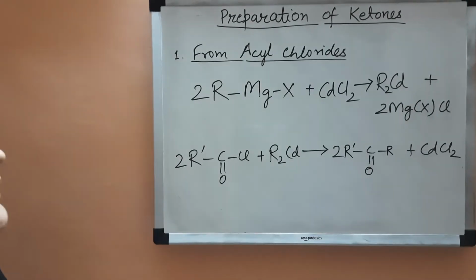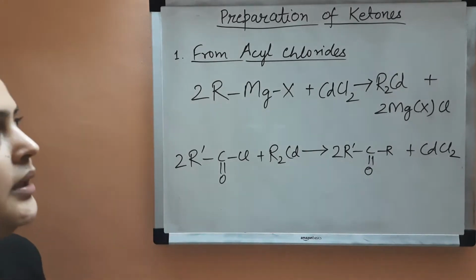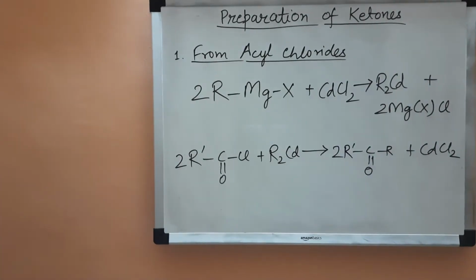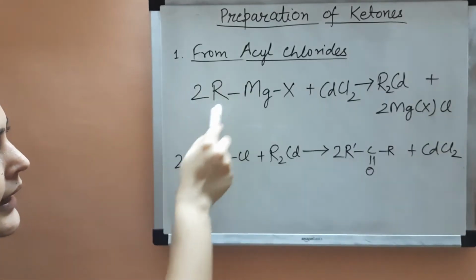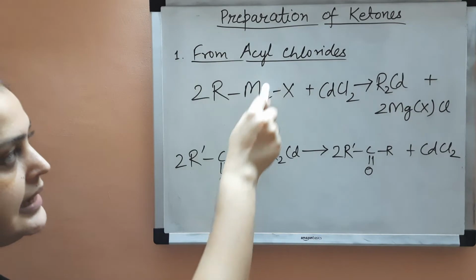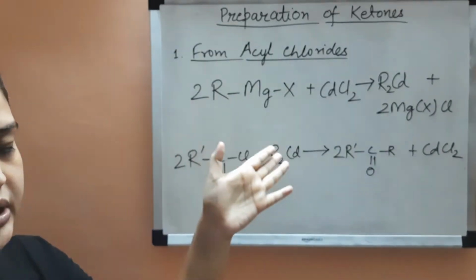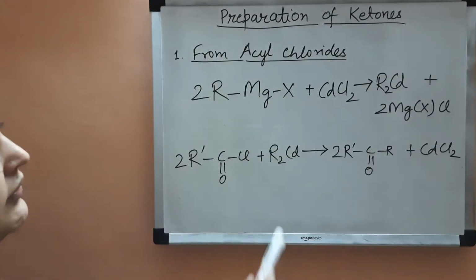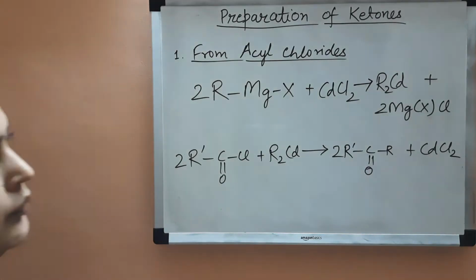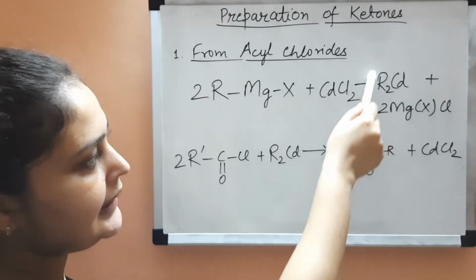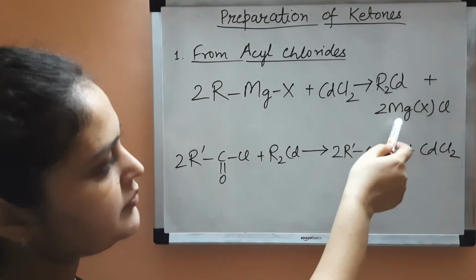So the first method is from acyl chlorides. From acyl chloride, how can you make ketones? First we will take the Grignard reagent, that is RMgX, where R is an alkyl group, Mg is magnesium, and X is a halide, which can be chlorine or bromine. Then we will add cadmium chloride, CdCl2, to it. Then you will get dialkyl cadmium, that is R2Cd, and MgXCl.